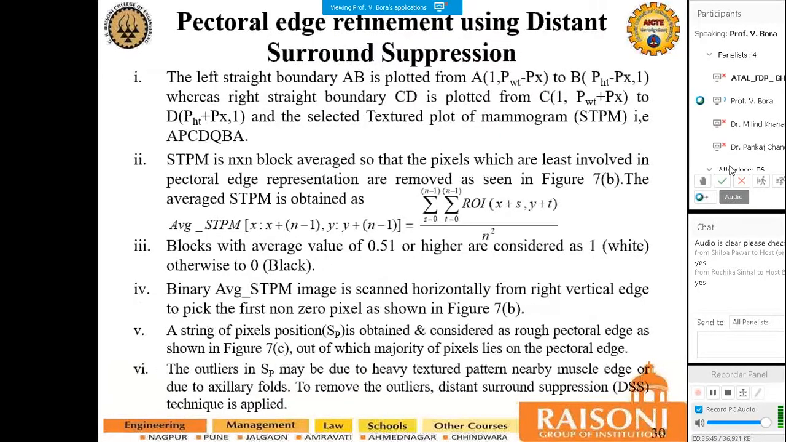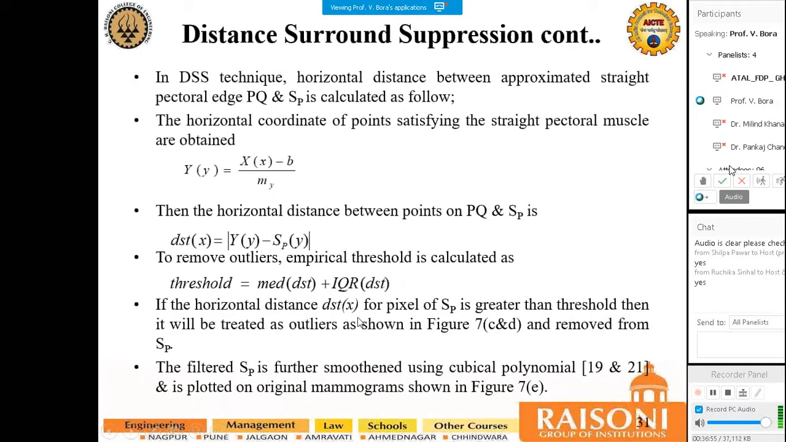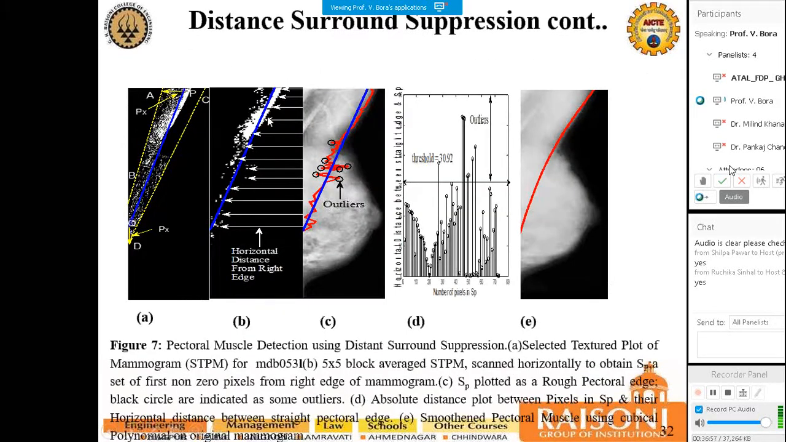Okay, this is the binary average STPM. Images are scanned horizontally from the right vertical edge to pick the first non-zero pixel. This is actually in 70. See here what I had explained. In 70, the first non-zero pixels were extracted, and they are nothing but the set SP. And this red line is the actually estimated muscle. But see here, there are many outliers, like this point. They are called outliers.